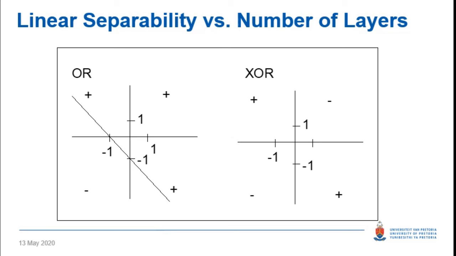Now, if you look at the graph for XOR, you can see that you cannot actually divide the area where the neuron will fire from where the neuron will not fire by a single line. And this basically means that the function is not linearly separable. Because the function is not linearly separable, you're going to need more than one layer in your neural network to solve the problem, so you need a multi-layer neural network.